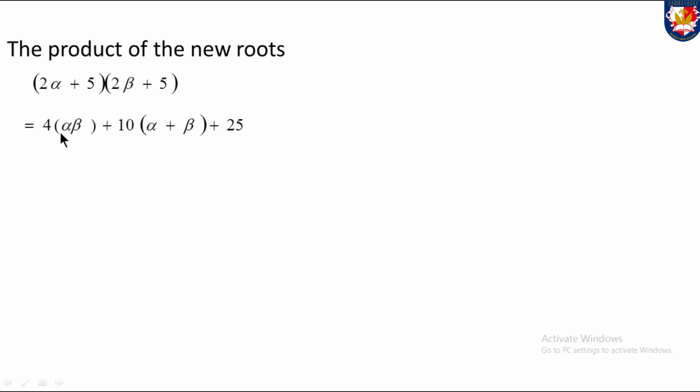4 alpha beta plus 10 times alpha plus beta plus 25. We know the value of alpha times beta, and also the value of alpha plus beta. We substitute those values. So 4 times negative 1 per 3, plus 10 multiplied by negative 7 per 3, plus 25. So it is equal to 1 per 3.